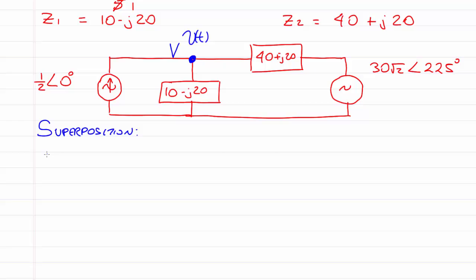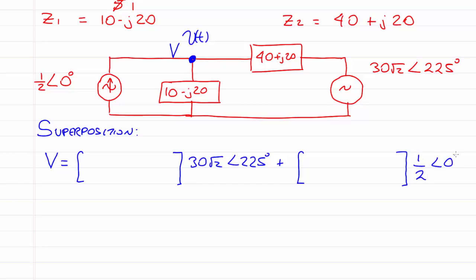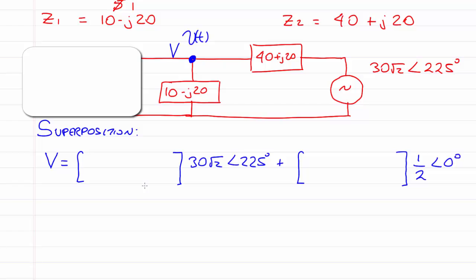Superposition tells us that the output voltage will be equal to some function multiplied by each of the sources. So I'll have some function times 30 root 2 at angle 225 degrees, plus some other function times the current source, or 1/2 at angle 0 degrees. Returning to the voltage source, I set the other source, the current source, to 0. That's as if the current source was no longer there, or it's an open circuit.